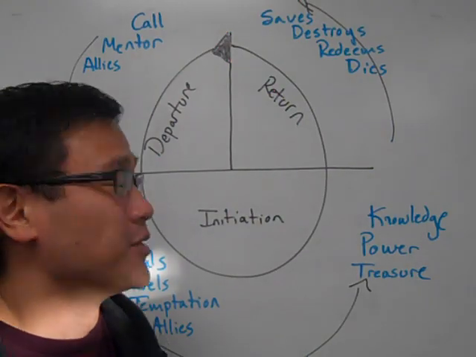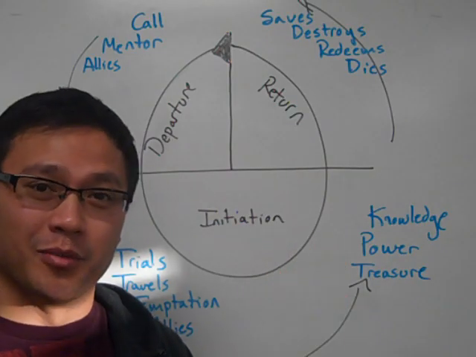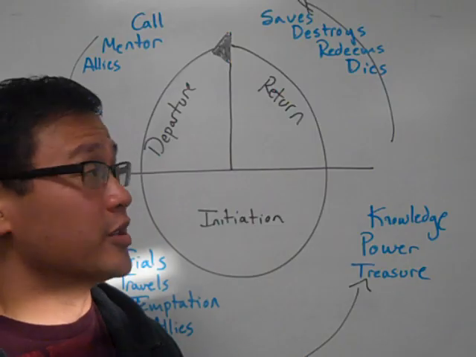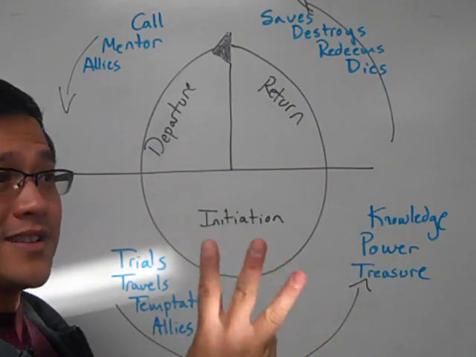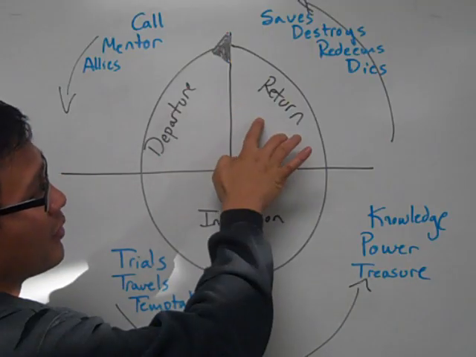Hey guys, this one's about the hero's journey. The hero's journey is a three-part structure that was created by Joseph Campbell. Joseph Campbell basically, after all of his studies in folklore, mythology, and religion, said that there were three main phases of every single story ever told by man: departure, initiation, and return.